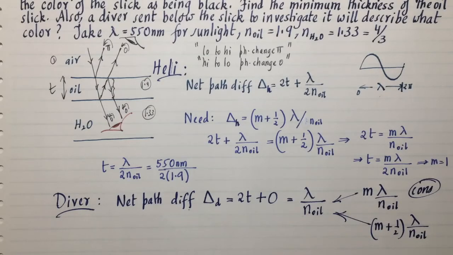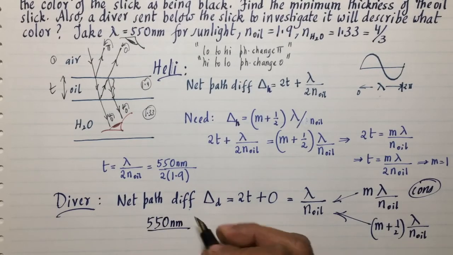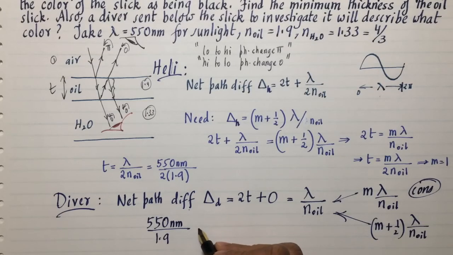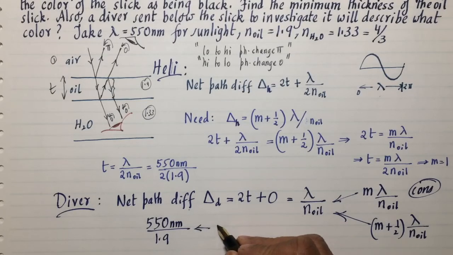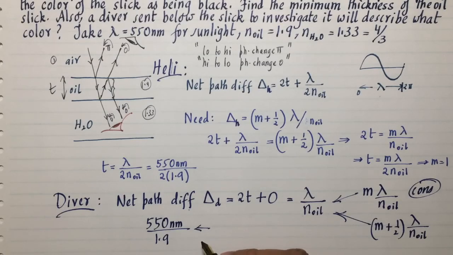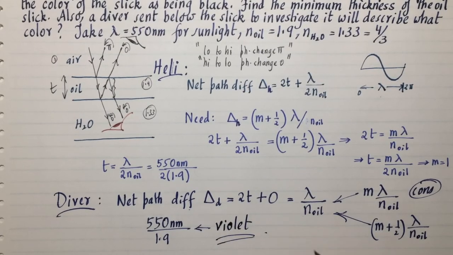So for the person underwater, they're going to report the oil slick as having some color. In fact, for the person underwater, the oil slick will have the color given by lambda over n oil. So if you think about it, it's going to be 550 nanometers divided by 1.9, which really doesn't look to me like visible light, but it's going to be that wavelength, whatever that wavelength is. So it's going to be compressed. Now, a compressed wave is a wave that's more to the ultraviolet range. A stretched out wave is more to the infrared range. So this is going to be more in the violet range. So that person is going to describe the slick as being a violet slick rather than a black slick.